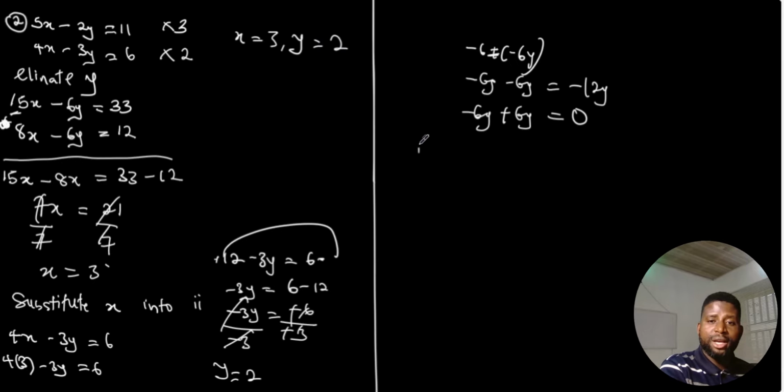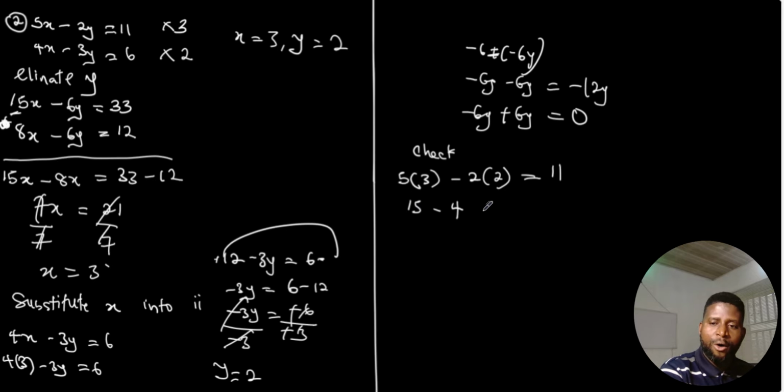Of course, you can check using any of the equations. If we have equation 1, 5 times x, which is 3, minus 2 times y, which is 2, on the left hand side, and we have 11 on the right hand side. 5 times 3 is 15, minus 2 times 2 is 4. 15 minus 4 is 11 on the left hand side, equal 11 on the right hand side. So that means that we are correct.